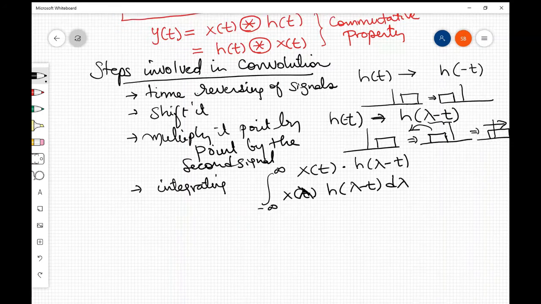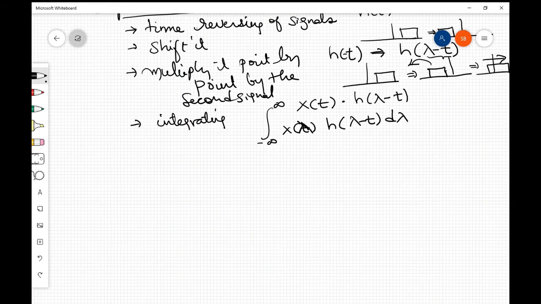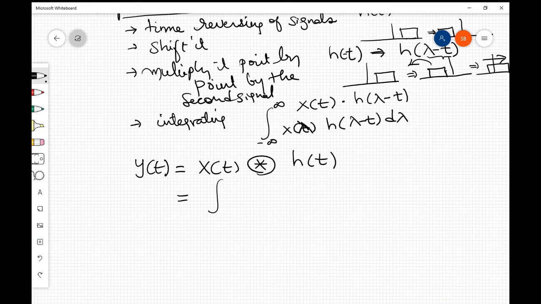So why do we talk about convolution in the Laplace transform chapter? Because, as we have seen, y of t is equal to x of t convolved with h of t, and integration-wise it is represented as the integral of x of lambda times h of lambda minus t d lambda from 0 to infinity, if we take t greater than 0.